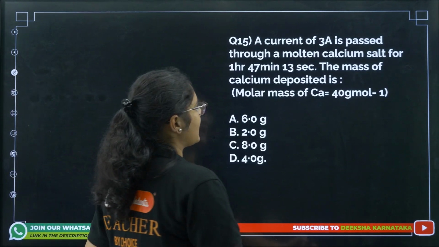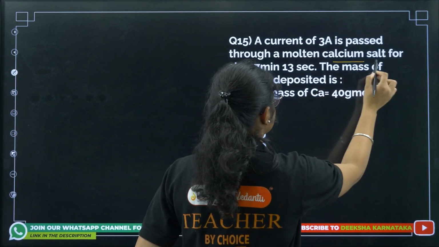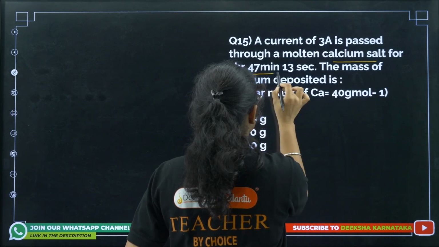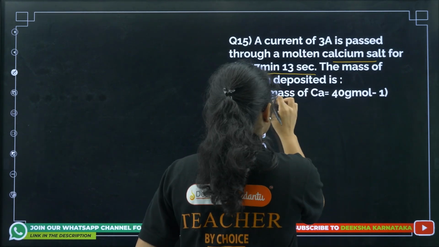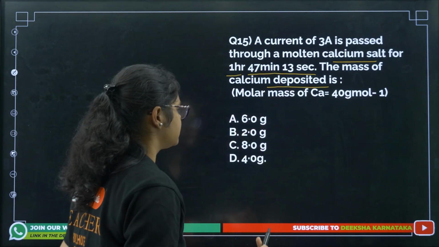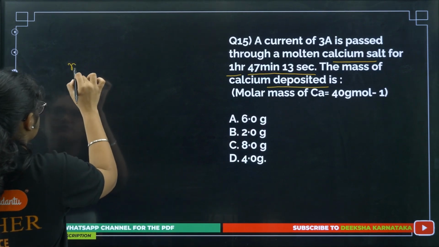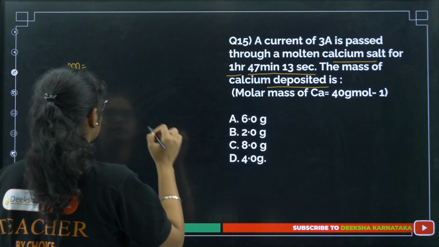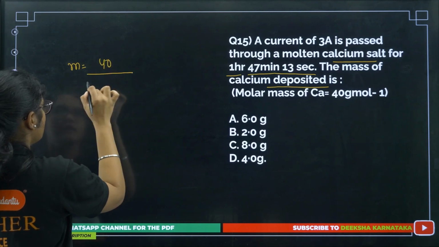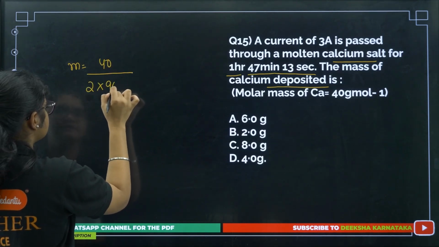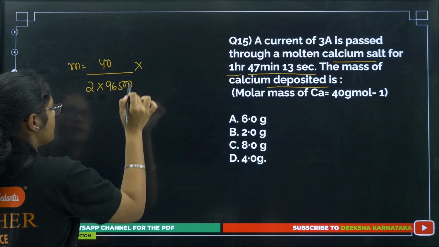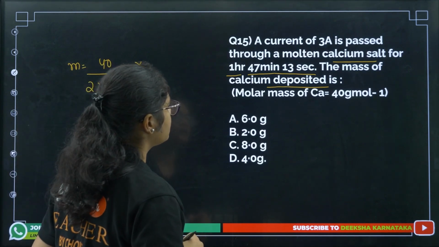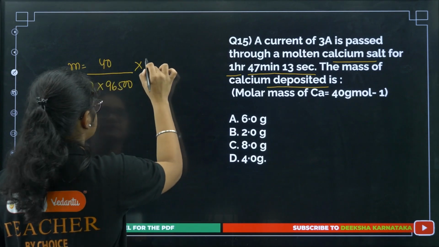Next, a current of 3 ampere is passed through a molten calcium salt for 1 hour 47 minutes and 13 seconds. Mass of calcium deposited. This is also a very simple question. You have to just use M is equal to ZIT. So what is the value of Z here? 40 by 2 into 96500. Okay, then you have current is 3 amperes.